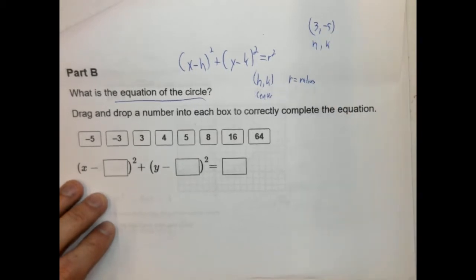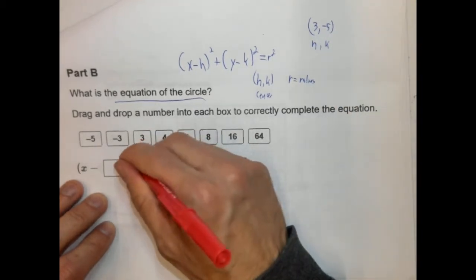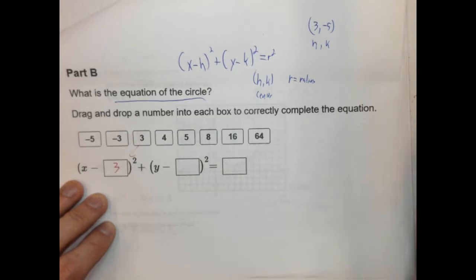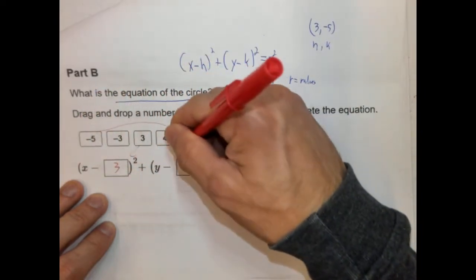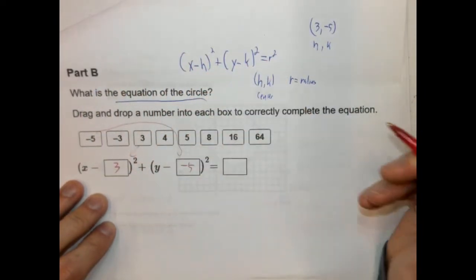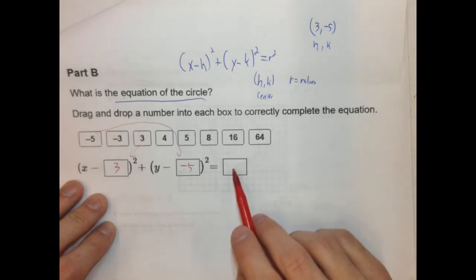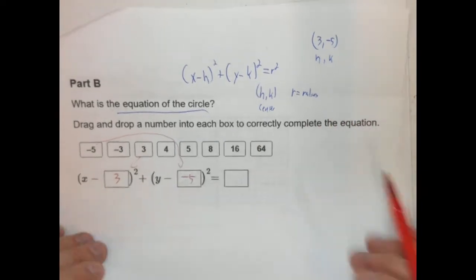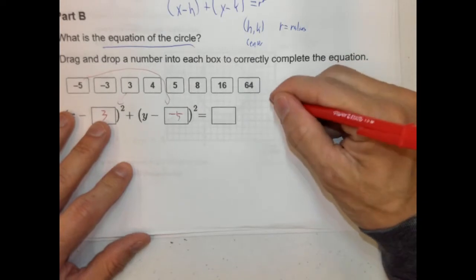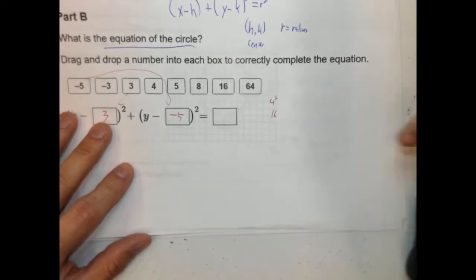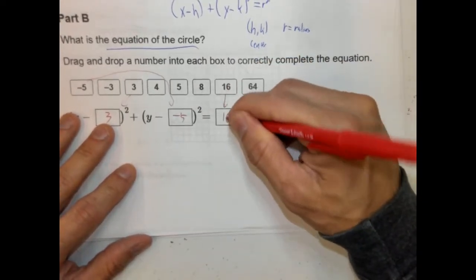So 3 would go here, right? And negative 5 would go here. Okay, so we're 2 out of 3. And then this is r squared. So our r, our radius, which we already found earlier, is 4 units. So what's 4 squared? Well, 4 squared is 16. So this would go here.